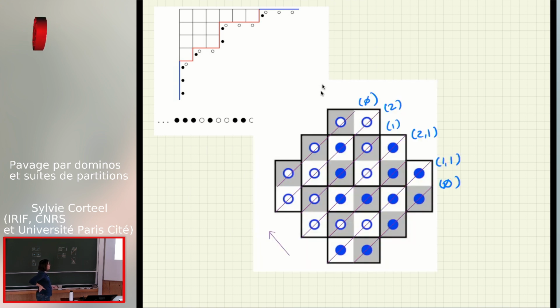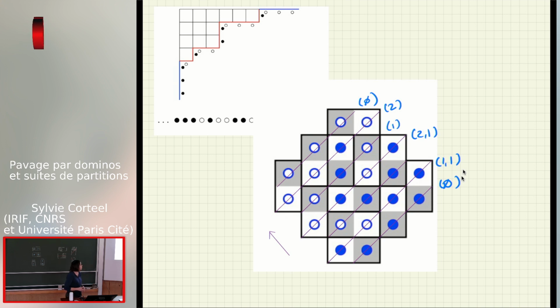And so let's do that on this example. Okay, you have to believe me that if I read now the sequences of partitions coming from my Aztec diamond, I will get here the empty partition, here the partition 2, because this black particle has 2 holes to its left. Now the partition 1, the partition 2, 1. Oh, I forgot to write this one. This is the partition 1, 1, 1, 1, and the empty partition. Okay, so now I translated my problem of counting domino tilings to a problem of counting some sequences of partitions.